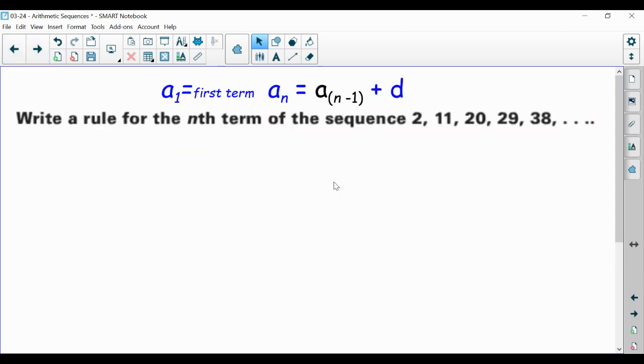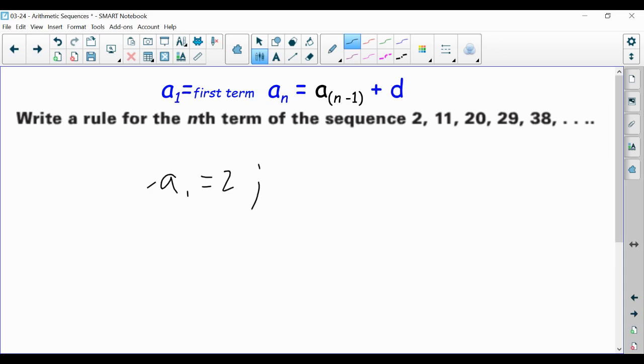So let's write a rule as an example. We're going to use that same sequence here. Remember, when I write a recursive rule, I need two pieces of information. I need to write the first term, and I also need the common difference. Well, we know that the first term is right here in front of us. It is 2. So when I write that, I'm going to write a sub 1 equals 2.